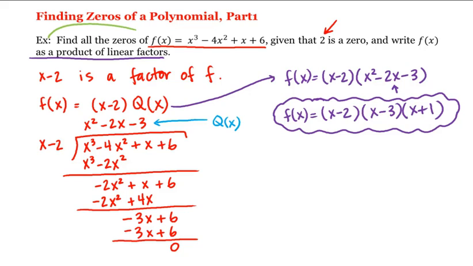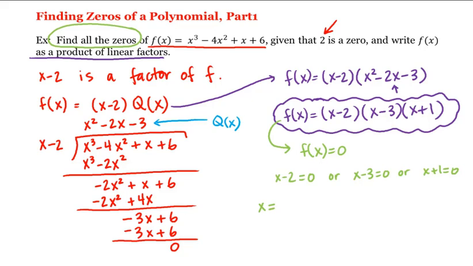So it remains to find all the other zeros of f. But by writing f as a product of linear factors, we can easily find the other zeros of f. That is, f of x is equal to 0 means that x minus 2 is equal to 0, or x minus 3 is equal to 0, or x plus 1 is equal to 0.